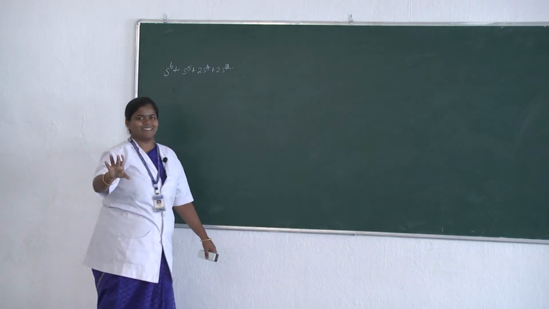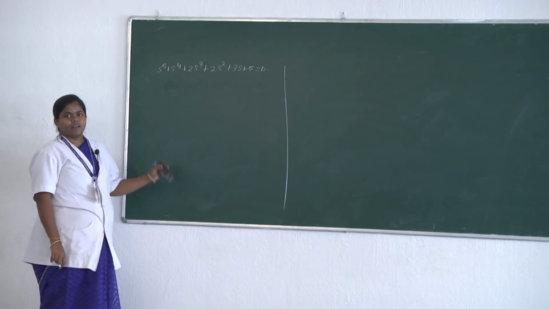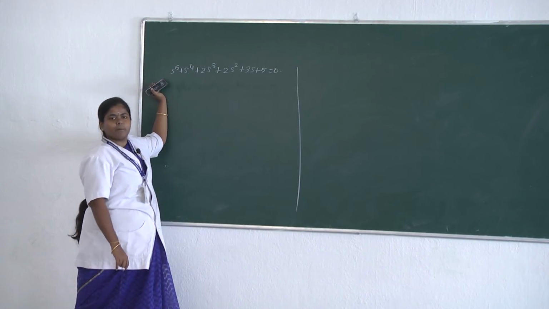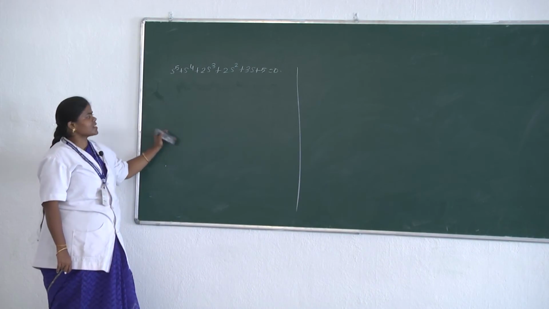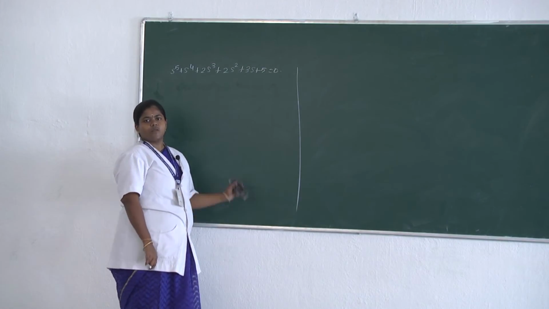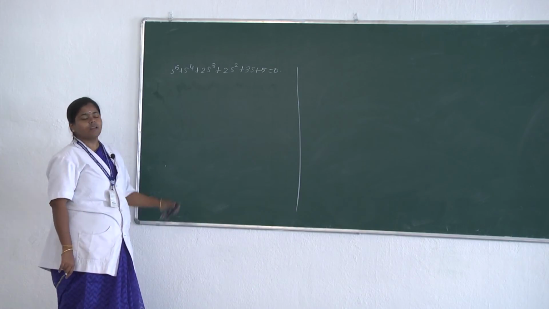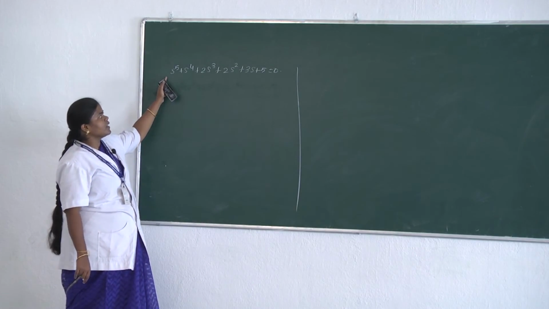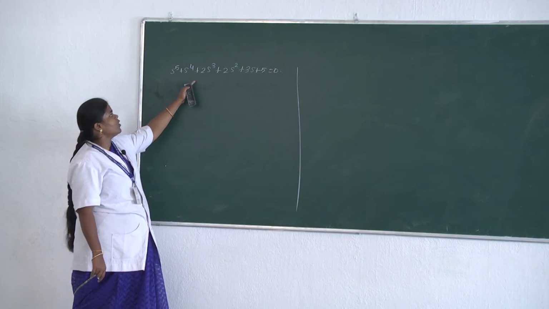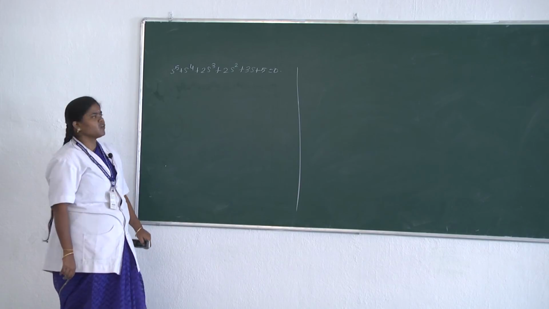So let me consider another example in which the first element of the Routh array alone is 0. What is going to happen? Let me consider another system with the example. The characteristic equation is s power 5 plus s power 4 plus 2s cube plus 2s square plus 3s plus 5 equal to 0.